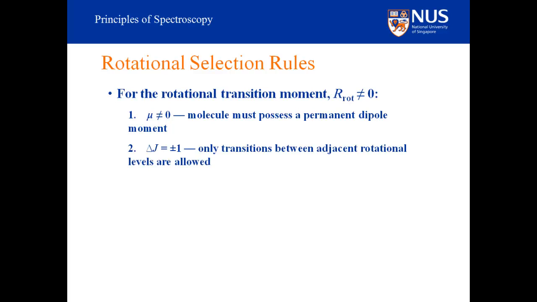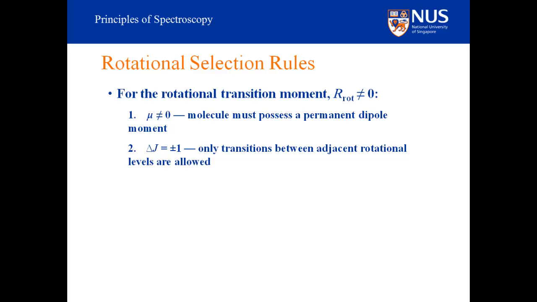The second selection rule is that when you see a transition, there is a change in the rotational quantum number. That change, delta J, can only be plus or minus 1. It can't be 0, of course, because if delta J was 0, the rotational state would not have changed. We hadn't induced any change in the rotational energy. But why is it plus or minus 1?